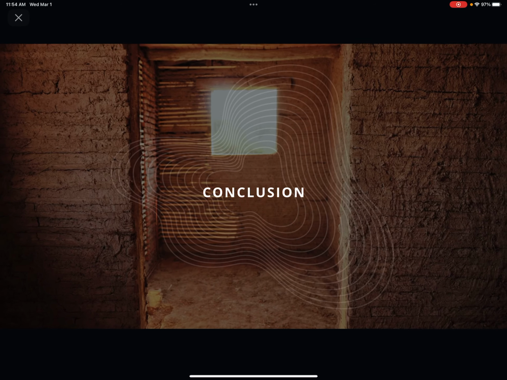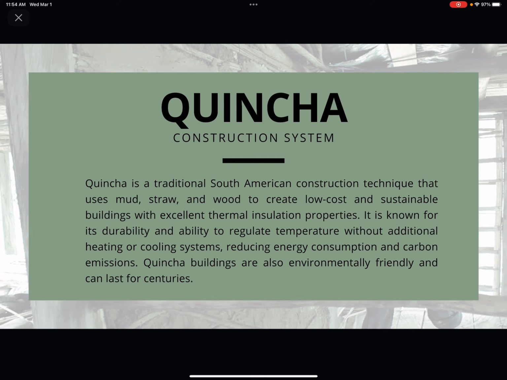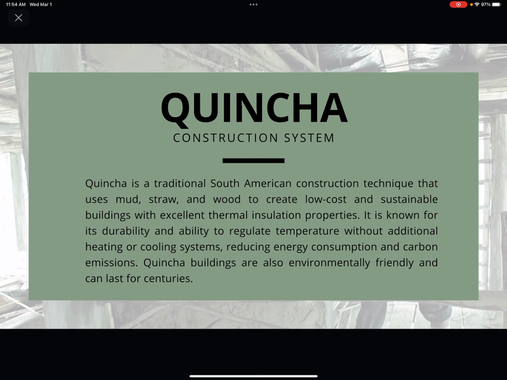So here we are going to talk about a brief conclusion of the system. Quincha is a traditional South American construction technique that uses mud, straw, and wood to create low-cost and sustainable buildings with excellent thermal insulation properties. It is known for its durability and ability to regulate temperature without any additional heating or cooling system, reducing energy consumption and carbon emissions. Quincha buildings are also environmentally friendly and can last for centuries.